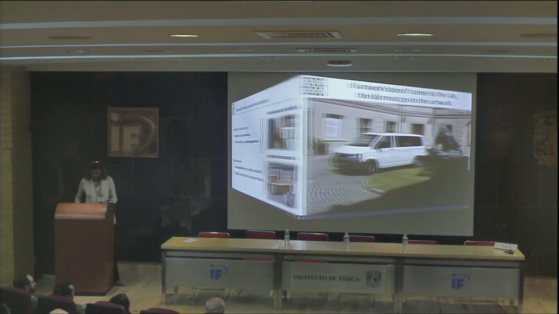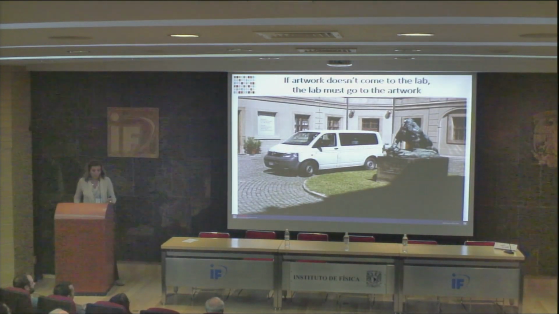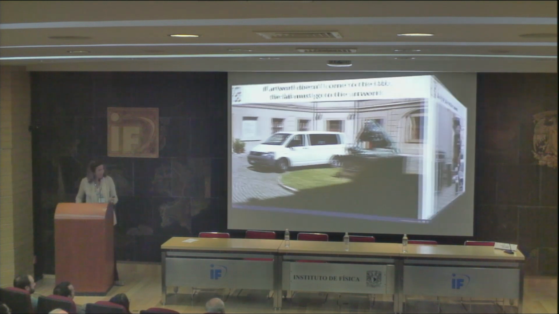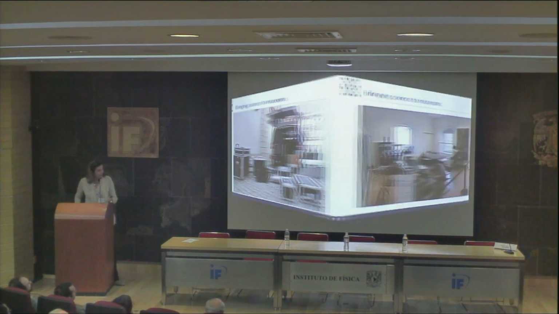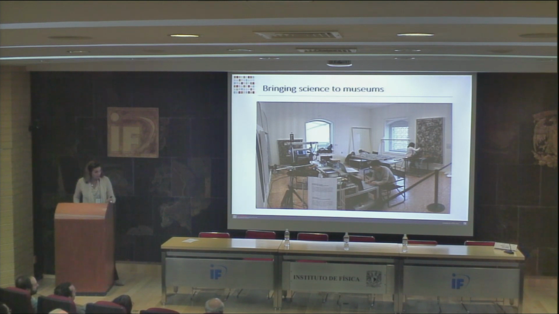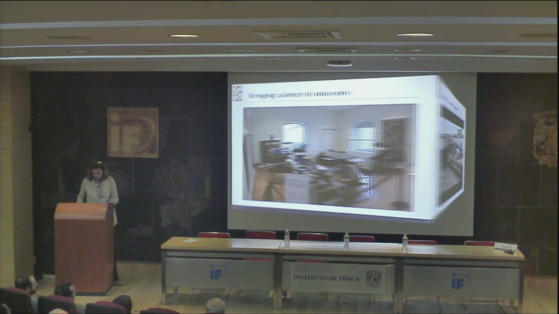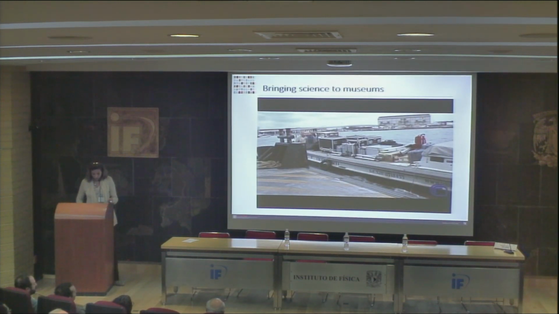And like the Mexican group, we also have a van for moving instruments. This is the van of the group from Perugia, and these are boxes for the instruments of the group from Perugia. Sometimes it is very tough to move our instruments, such as was the case when measuring Pollock in Venice.